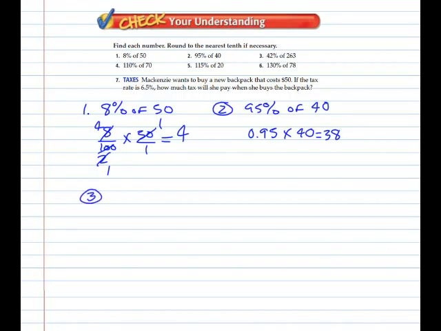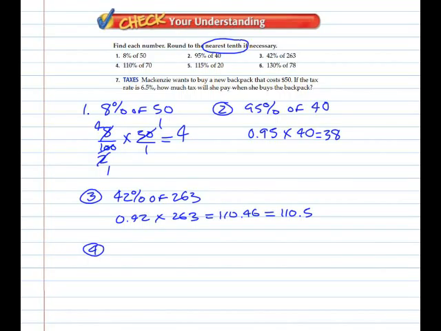Example number 3. 42% of 263. Looks like a fraction that might be difficult to simplify or more work than we care for, so we're going to change that to 0.42. Again, P to D, times 263 gives us 110.46, but now when we go back to our instructions here, it says round to the nearest tenth if necessary. So 110.46 would be 110.5. That's for problem number 3.